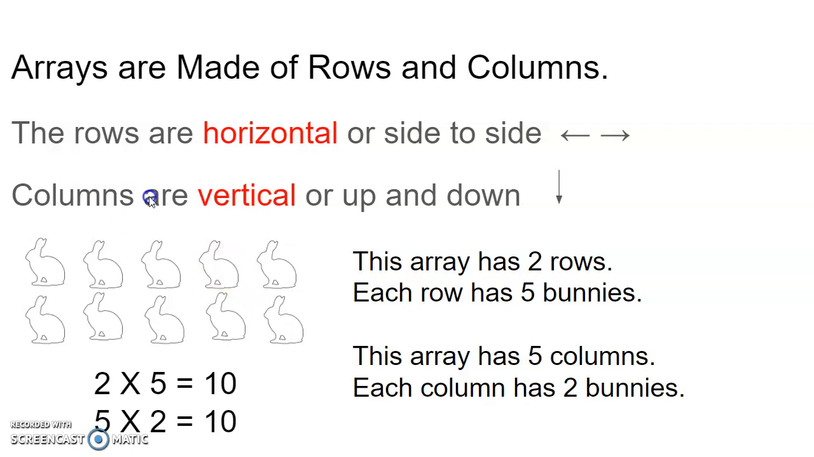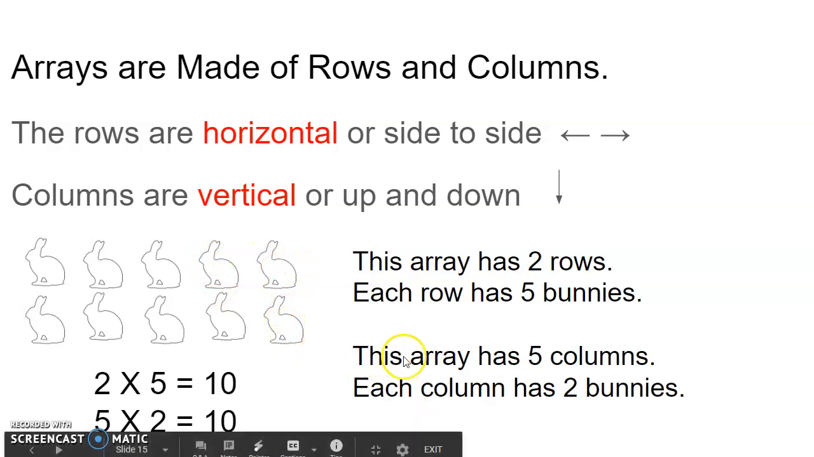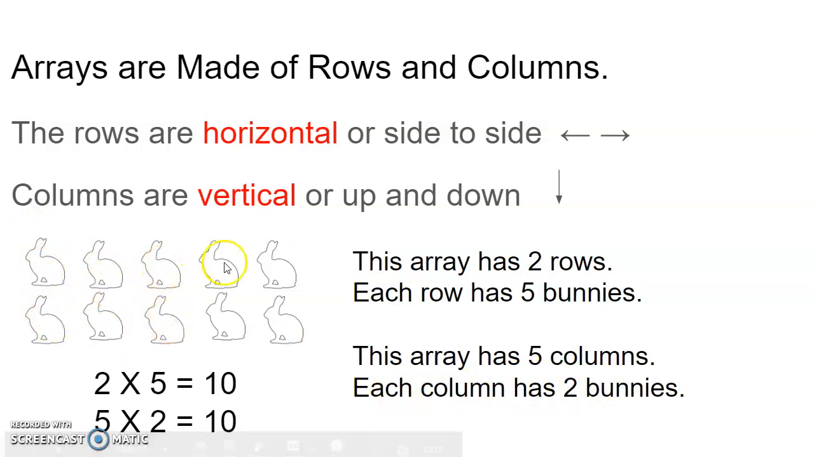Now, the columns are vertical or up and down. So we've got a column of 2, another column of 2 bunnies, another column of 2 bunnies here, another column of 2 bunnies, and our 5th column of 2 bunnies. So we've got 1 column, 2 columns, 3 columns, 4 columns, and 5 columns. So this array has 5 columns, and each column has 2 bunnies in it. 1, 2, 1, 2, 1, 2, 1, 2, 1, 2.